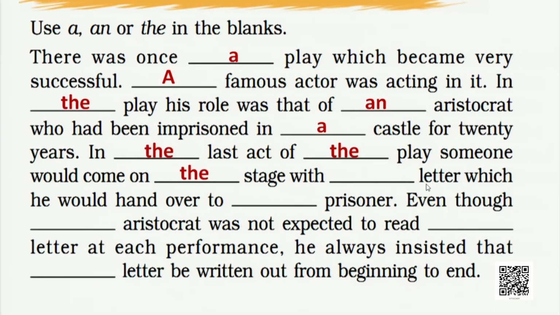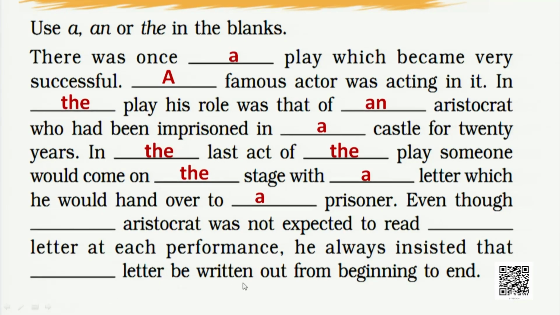With a letter which he would hand over to dash prisoner. Now letter is being introduced for the first time and it is starting with L, and the sound of L is L and it is a consonant sound, so what should come? A, very good. Here the word prisoner is also coming for the first time and it is P, and the consonant sound is coming, that's why you will put a here. Good.